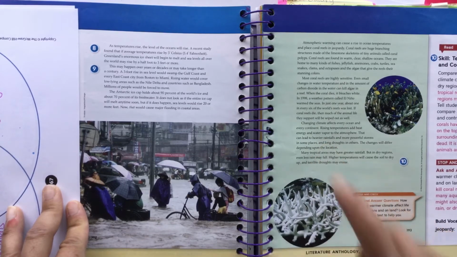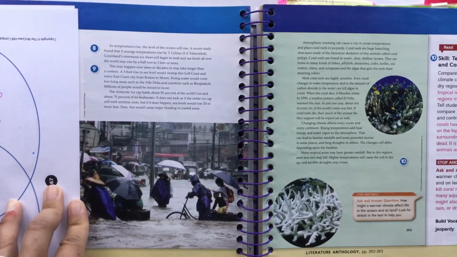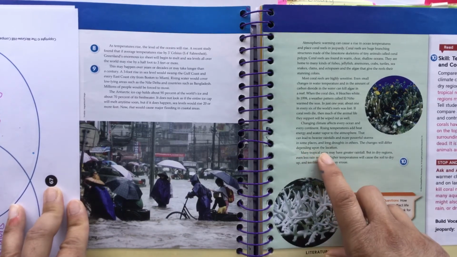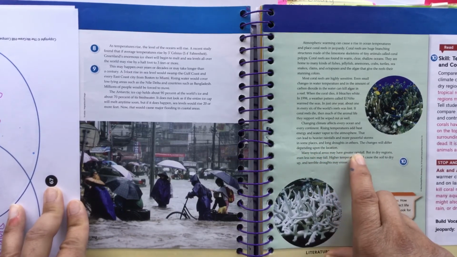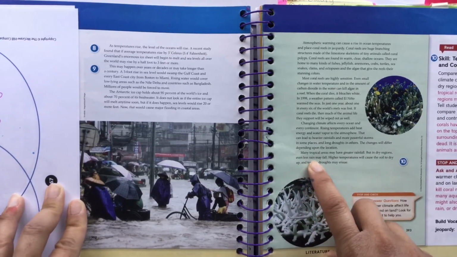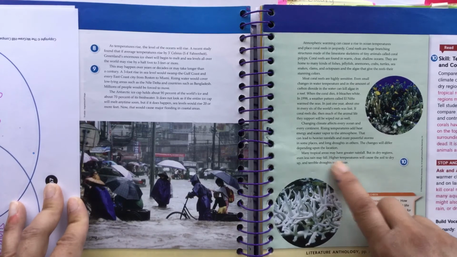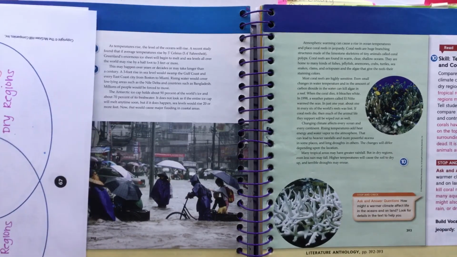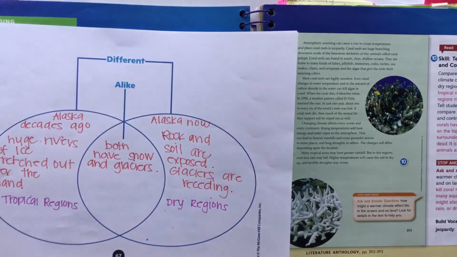Compare and contrast. The changes will differ depending upon the location. Many tropical areas may have greater rainfall, but in dry regions, even less rain may fall. However, high temperatures will cause the soil to dry up and terrible droughts may ensue. Okay, we have our information.